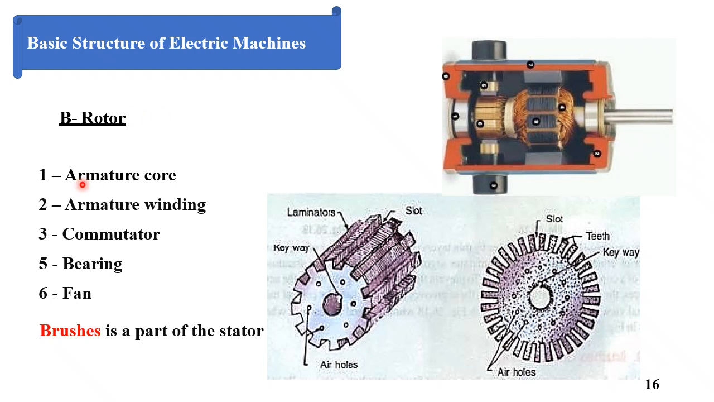The rotor consists of the armature core, the armature winding, which is part number 2, the conductors or the coils, the commutator, the bearing at the two ends of the rotor, and the fan for cooling the machine. The brushes are part of the stator, not part of the rotor.